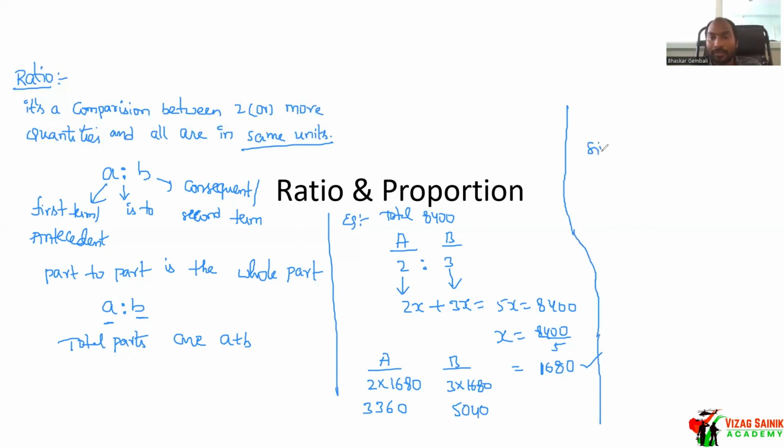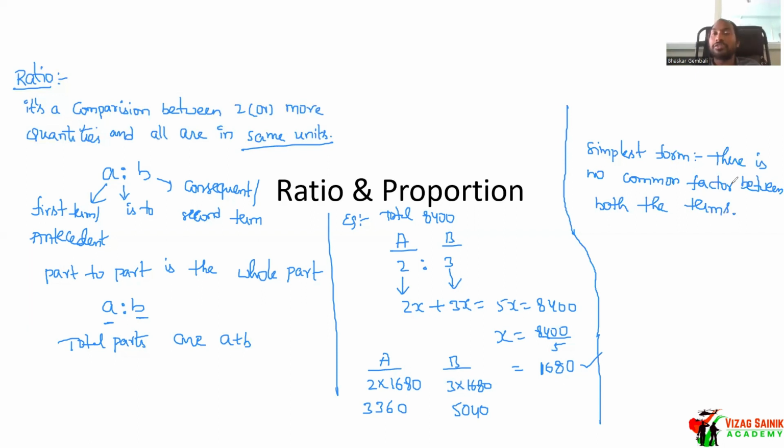After that, you need to know about simplest form. Simplest form means there is no common factor between both the terms. Whenever we have a ratio, we should write it in simplest form. For example, 20:30 is not the simplest form, because there is a common 0, which is a multiple of 10. If we cancel it, we get 2:3. This is called the simplest form.